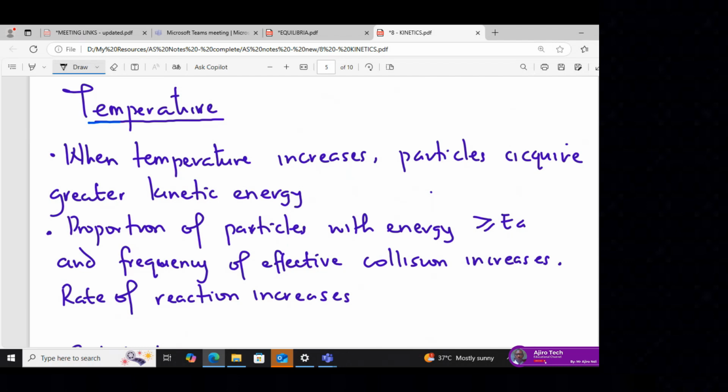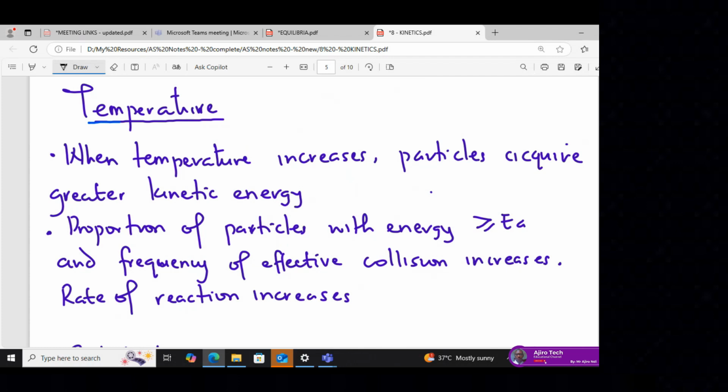Temperature. When temperature increases, particles acquire greater kinetic energy. The proportion of particles with energy greater than or equal to EA also increases, and frequency of effective collision increases. And rate of reaction will increase.